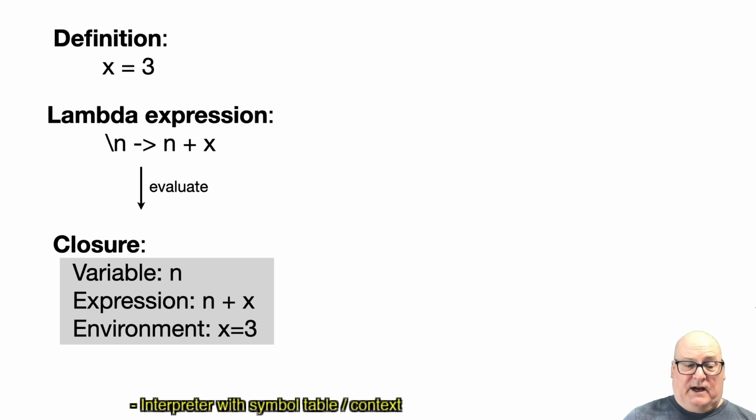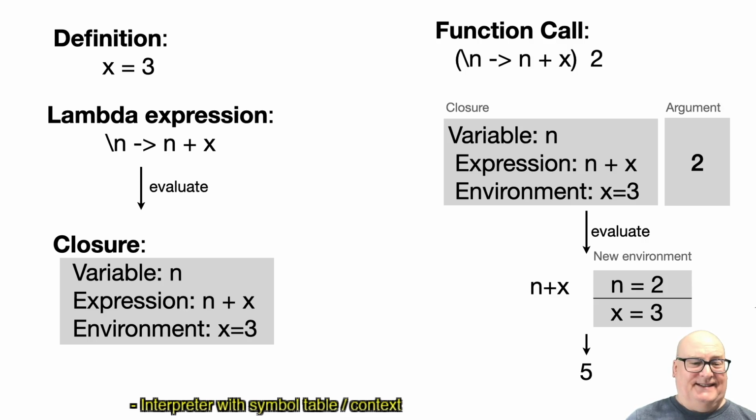Now we want to evaluate it. We haven't done this part yet. So we imagine a function call. I put parentheses around my lambda expression so there's no confusion there, but lambda n goes to n plus x, called with 2. Now, if x is 3 and we call this with 2, we expect 5 for the value.